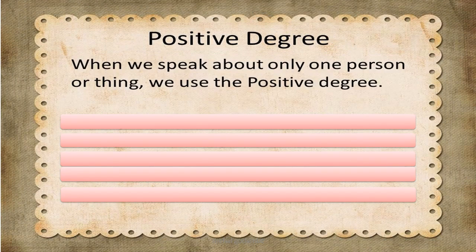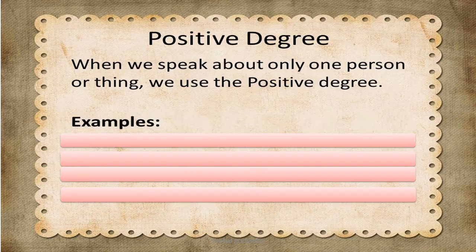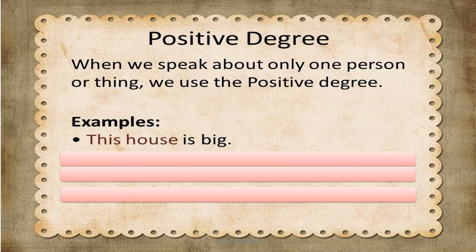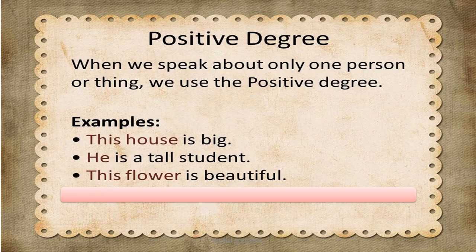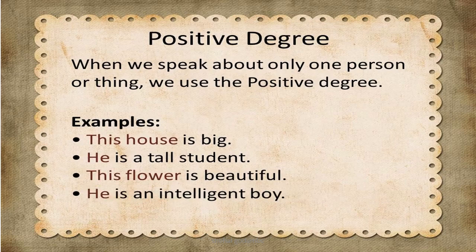When we speak about only one person or thing, we use the positive degree. For example, this house is big. Here we are not comparing with any other house, but we are just talking about one house. Or, he is a tall student. We are not comparing him, but we are stating he is a tall student. This flower is beautiful. He is an intelligent boy. So all these examples show us that we are talking about only one person or thing. Okay, is that clear?